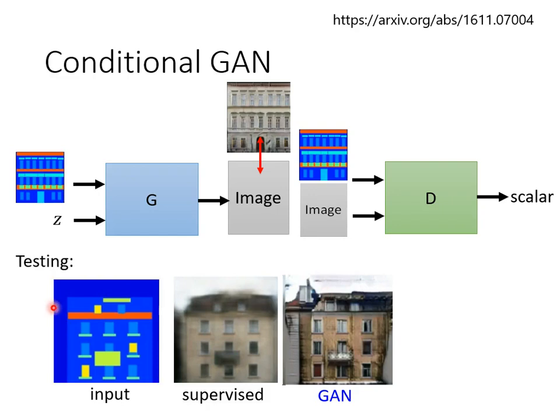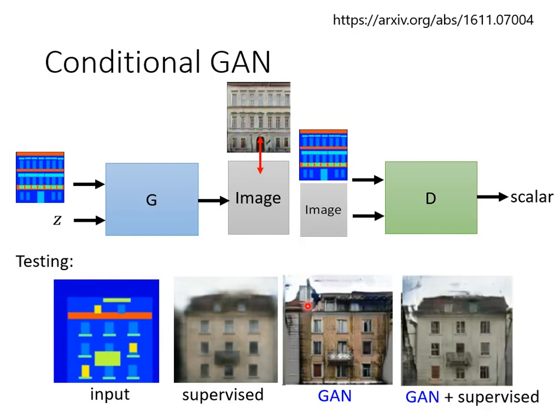For example, this is a house. But there is nothing in the upper left corner. However, it adds something like a chimney or a window there. Empirically, if you want to have the best result, you should use GAN and supervised learning. At the same time, using them simultaneously can usually yield the best results.